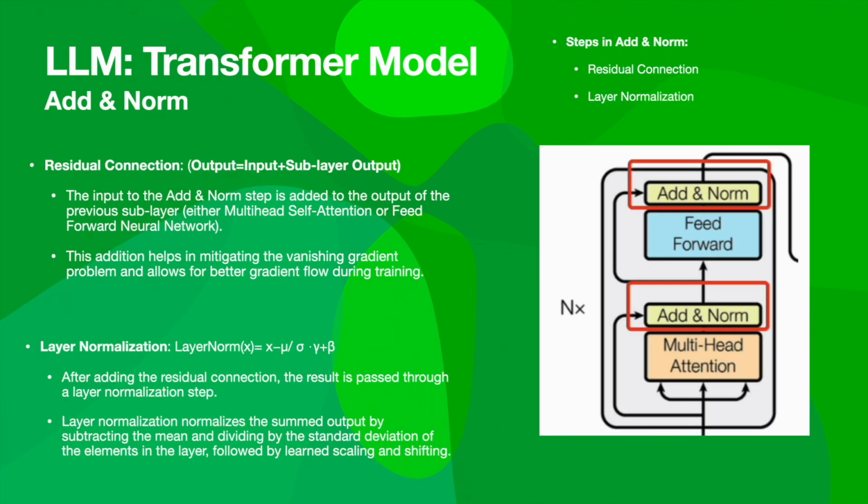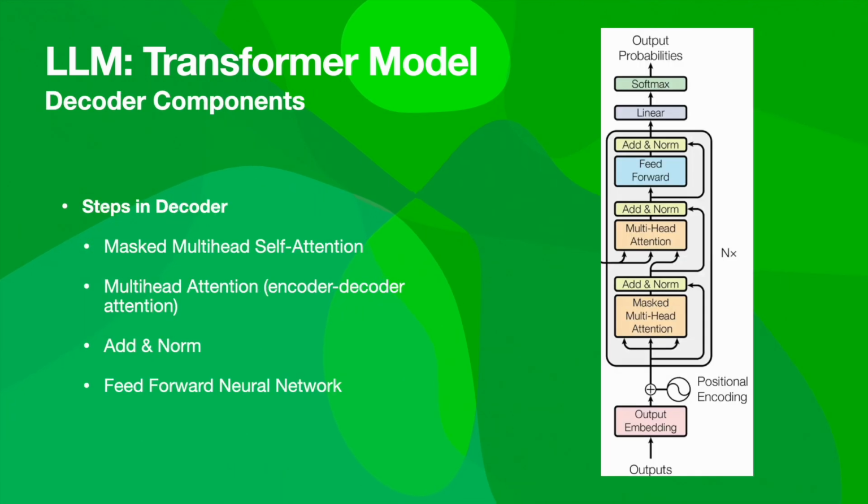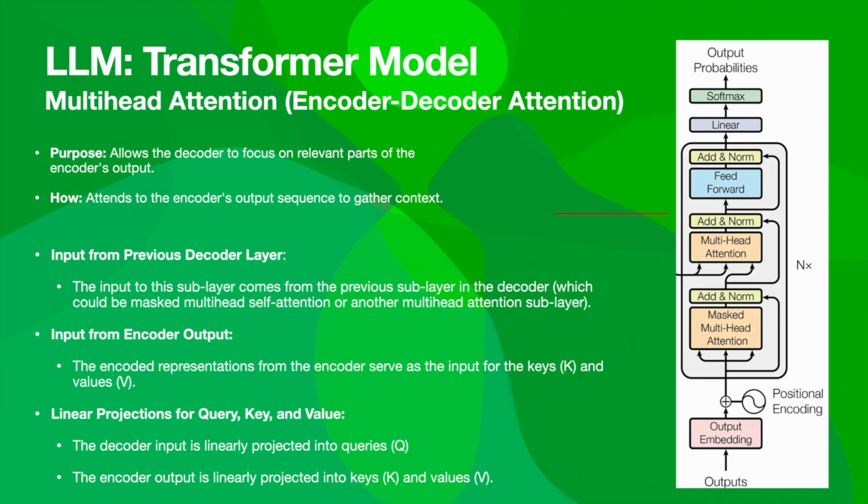So in this, what we are going to perform is a linear projection for the queries, keys and values. The decoder input is linearly projected into the queries, and from the encoder section you take the keys and the values. Again you do the dot product between the keys and the queries.